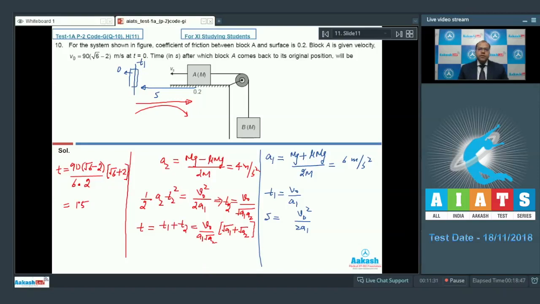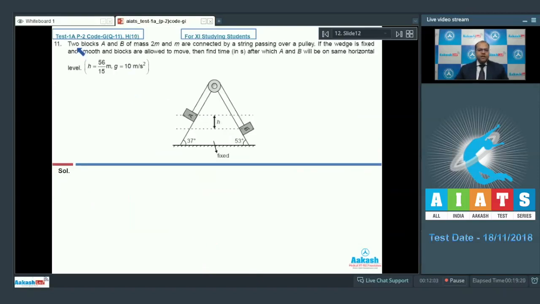Let's move to question number 11. In question number 11, two blocks A and B of mass 2m and m are connected by a string passing over a pulley. If the wedge is fixed and smooth and blocks are allowed to move, then find time in second after which A and B will be on same horizontal level. And it is given in the question, the value of h is 56 by 15 meter and g is equal to 10 meter per second square.